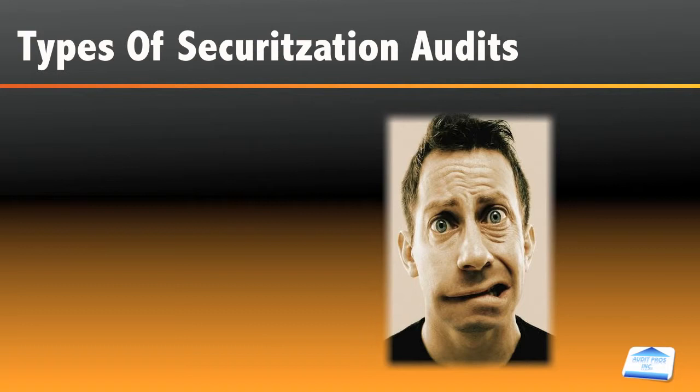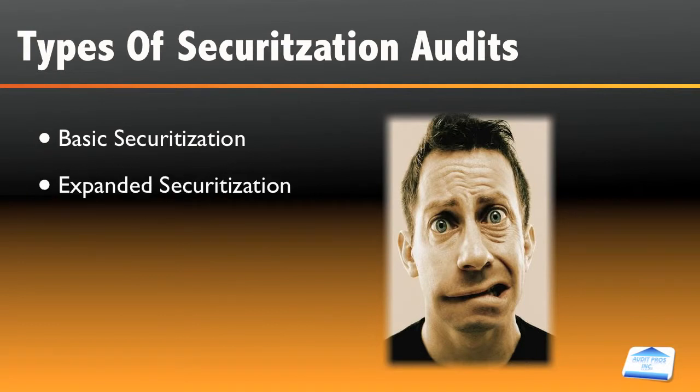The 5 types of audits we're going to discuss today are your basic securitization audit, your expanded securitization audit that comes with an affidavit, a level 1 audit, a level 2 audit, and a level 3 audit.